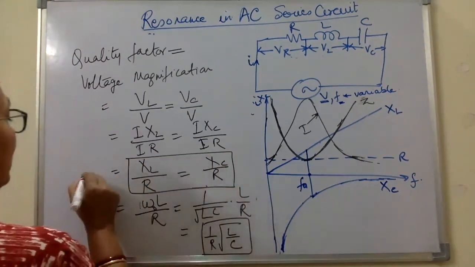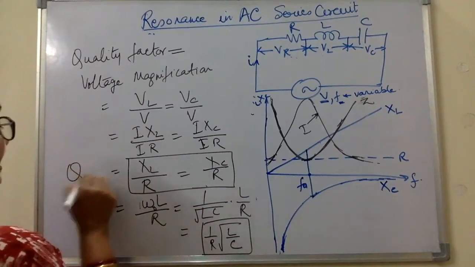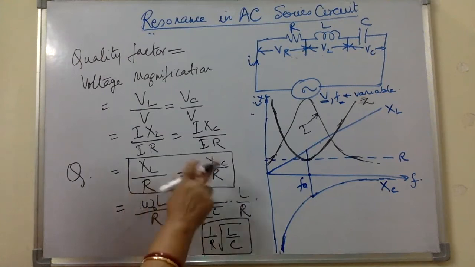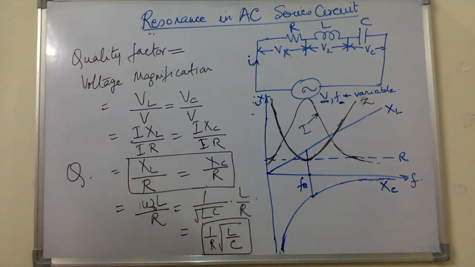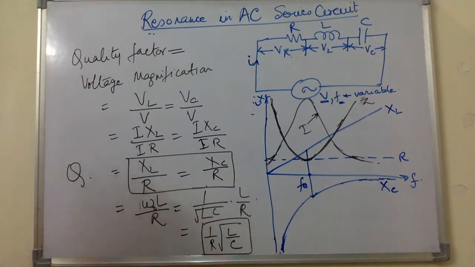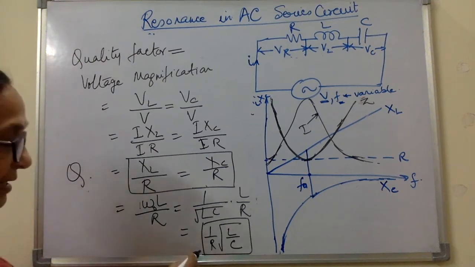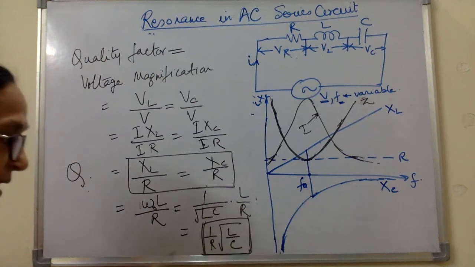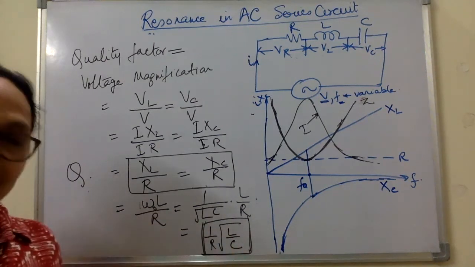or this can be also written in terms of the individual reactances. The quality factor of the given circuit is XL by R or XC by R, because at resonance they both are equal. And that XL can be substituted with the resonant frequency, and we can make it independent of the frequency, and the quality factor can be defined in terms of the circuit parameters as 1 by R under root L by C.